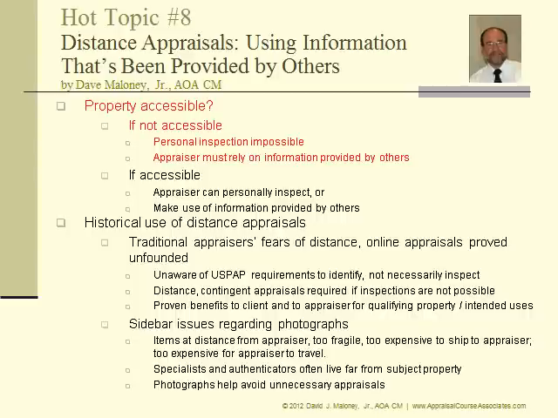On the other hand, with property that is still available for inspection, there are two options available to the appraiser: to either personally inspect the property as is traditionally done, or if unable to do so for whatever reason, the appraiser can make use of photographs and information provided by others who did inspect the property.